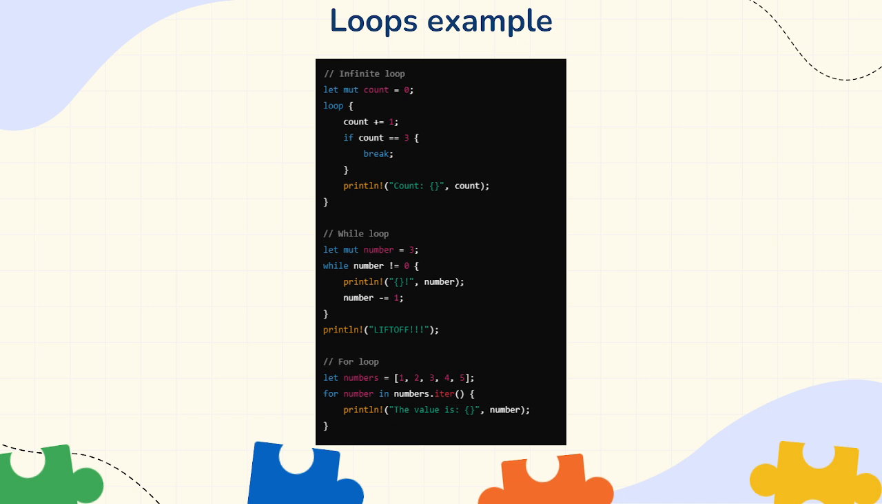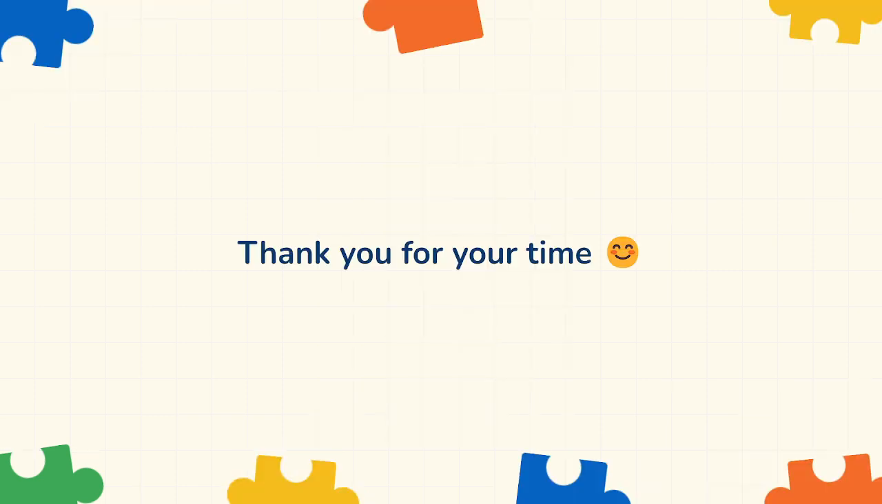And there you have it. We've covered data types, variables, functions, control flow with if statements, and loops in Rust. Practice these concepts to solidify your understanding, and don't hesitate to ask questions in the comments below.